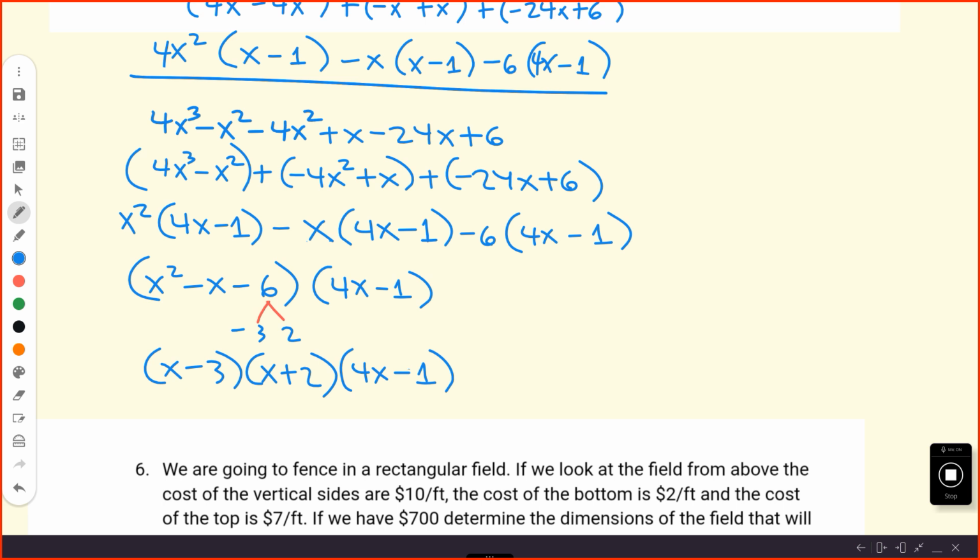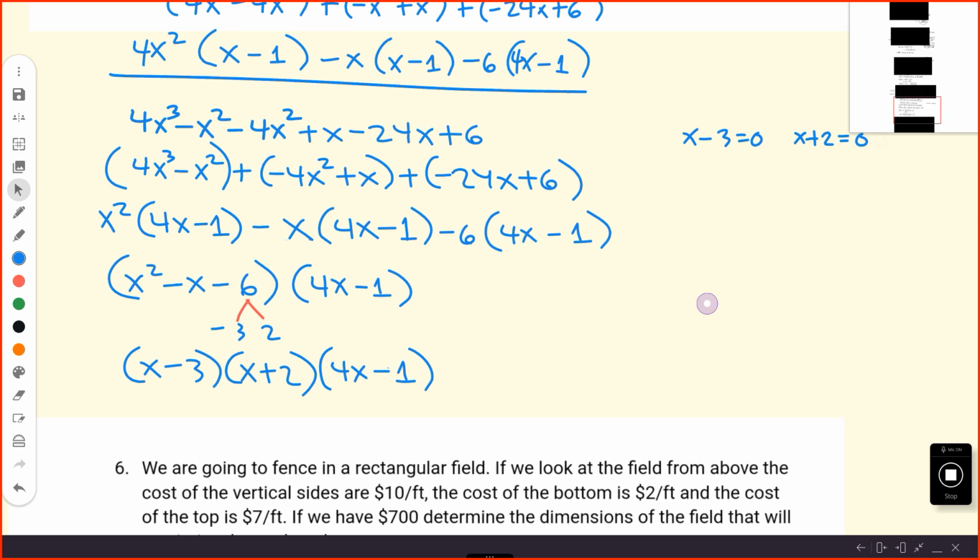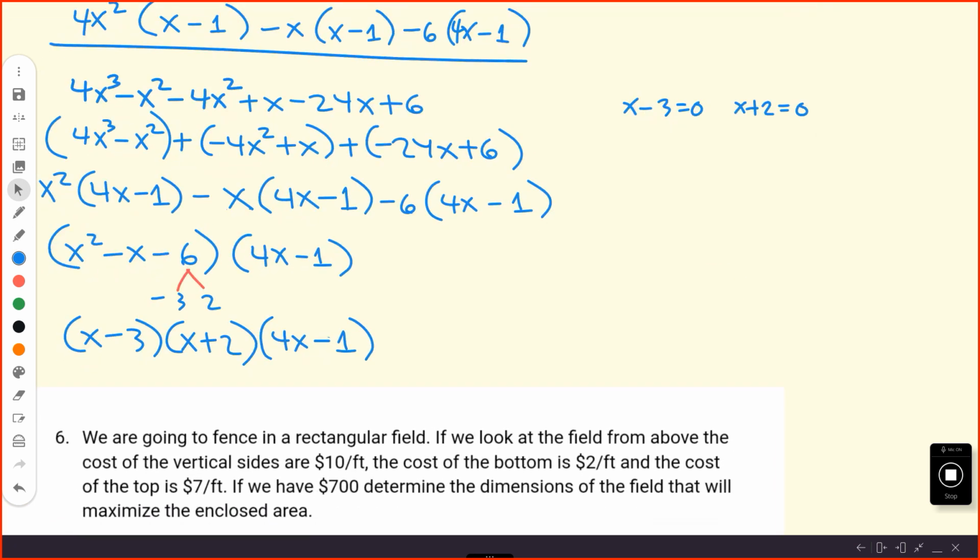Okay, so we got x minus 3. I'm just going to write it on top. X minus 3 equals 0. X plus 2 equals 0. And then 4x minus 1 equals 0. So therefore, x equals 3. X equals negative 2. And this one, what is this?